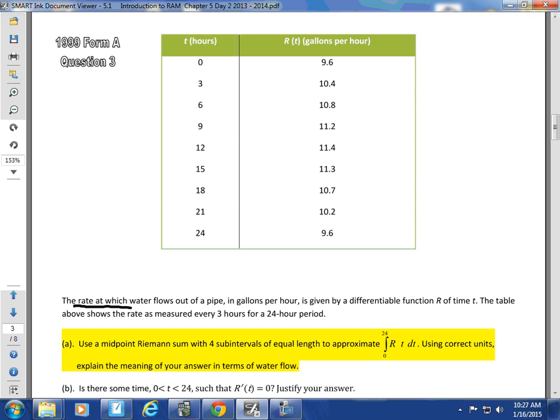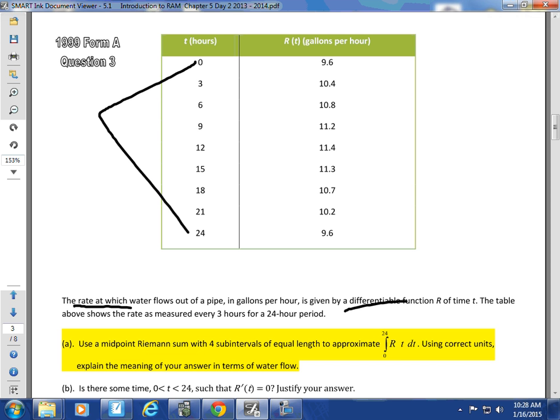I've got a differentiable function. Function R is differentiable, which means function R is also continuous. And if the function is differentiable and continuous, the mean value theorem applies, right? Tell me the slope of the secant line from time 0 to time 24. 0. And because it has a horizontal secant, it must also have a horizontal tangent somewhere in between those.